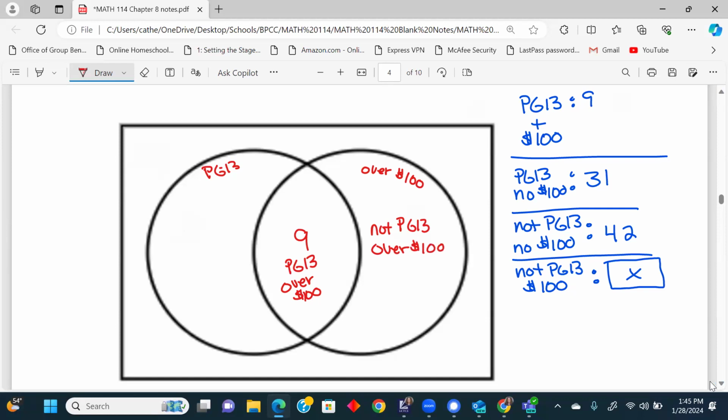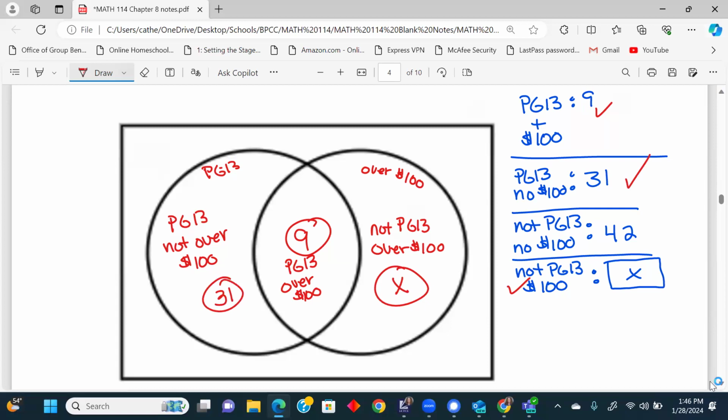All right, I'm not even worried about the numbers yet. The crescent on the left, this area here, the movies were PG-13, but they did not earn 100 million. So they were PG-13, but they were not over 100 million. Okay, so we have the 9 in the middle. Not PG-13 and over 100 million. All right, not PG-13 and over 100 million. This is what we're looking for. Okay. The crescent on the left is PG-13 and not over 100 million. That's 31.